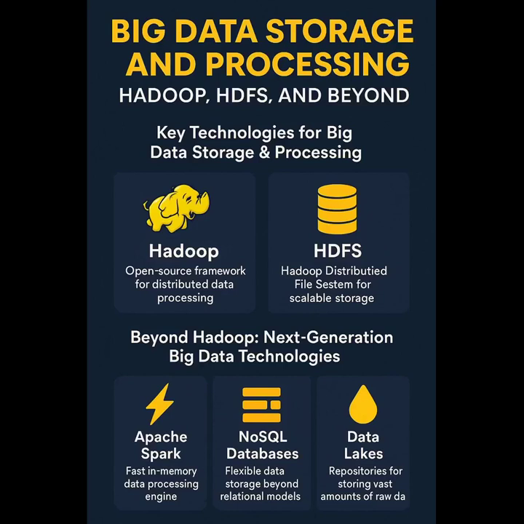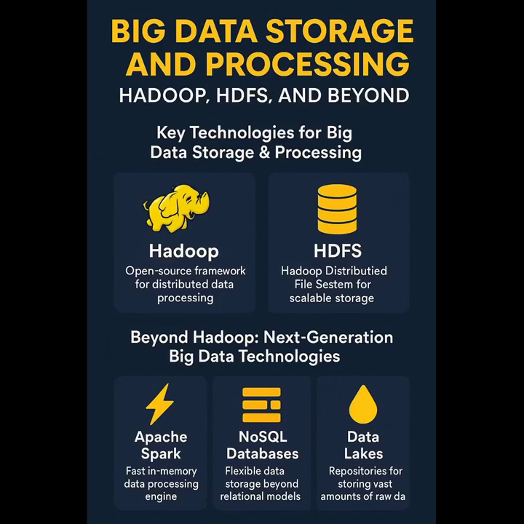2. HDFS, Hadoop Distributed File System. HDFS is the storage layer of Hadoop. It breaks down large files into blocks, default 128 megabytes, and stores them across multiple nodes. Each block is replicated, default 3 times, for fault tolerance. It consists of the name node, the master, which maintains metadata and namespace, and data nodes, the slaves, which store actual data blocks.